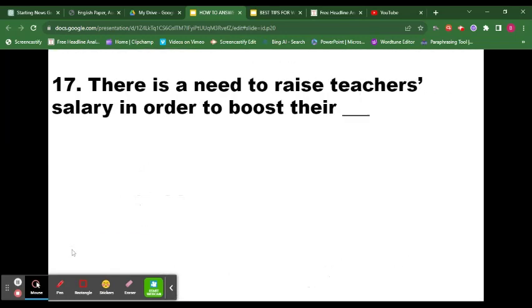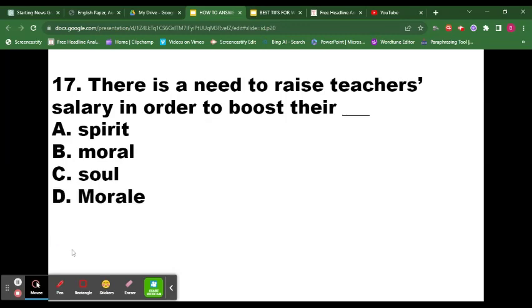Moving on to question 17. There is a need to raise teachers' salary in order to boost their dash or their blank. Of course, we are looking for a word to fill in the blank space. A, spirit. B, moral. C, soul. D, morale. The answer is D, morale. Morale here has to do with their feelings, how they feel.